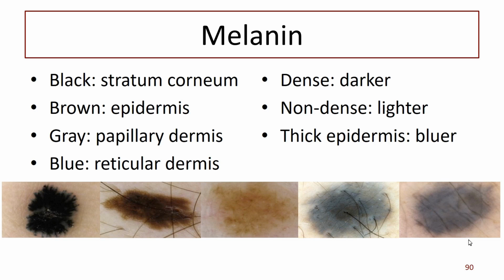So melanin at the surface of the skin is black, in the middle is brown, in the papillary dermis, that's the top part of the dermis, just under the epidermis, is grey, and deeper down it becomes blue. Now the protein itself doesn't change colour. It's just the depth and the density of the pigment. So the denser, the darker, and the deeper, the darker. But you can be confused by fibrosis, which brings in some white structures, and scale.